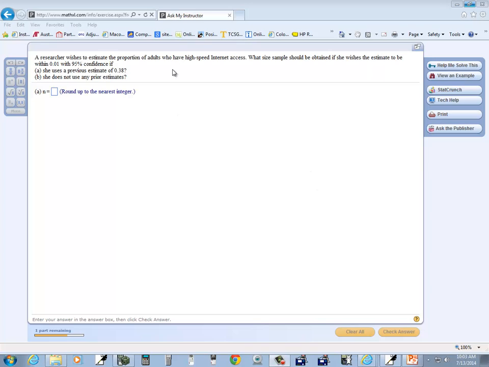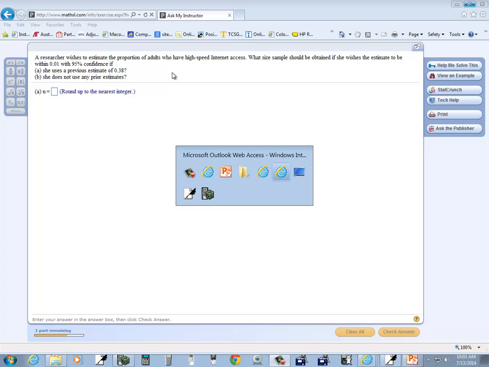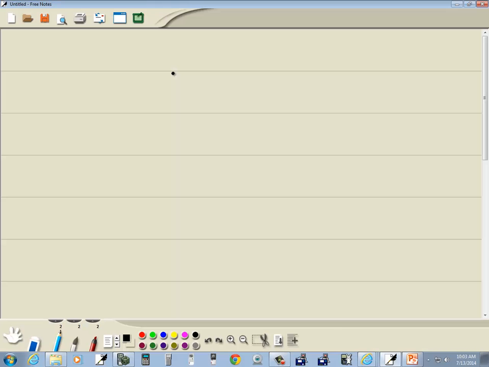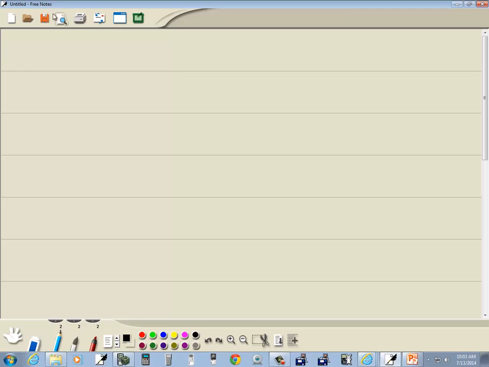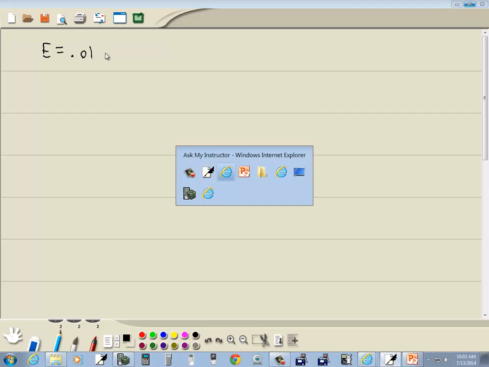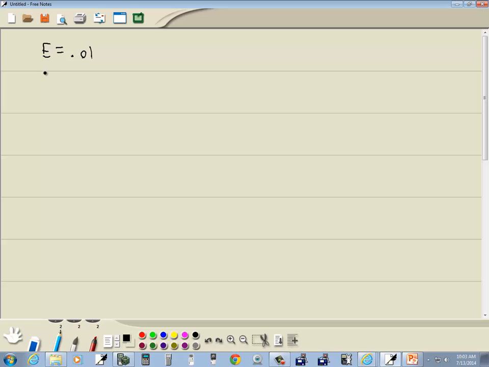Let's take a look at this problem. A researcher wishes to estimate the proportion of adults who have high-speed internet access. What size sample should be obtained if she wishes the estimate to be within? Within is kind of a keyword for your margin of error. So they're telling us E is 0.01 with 95% confidence.